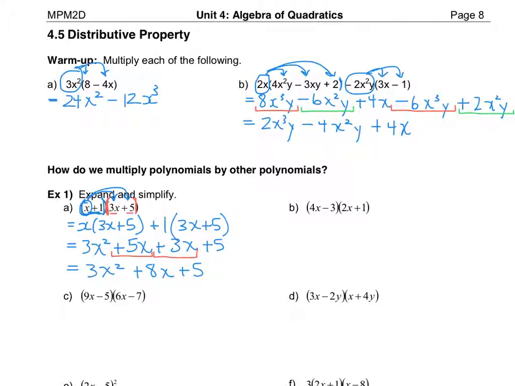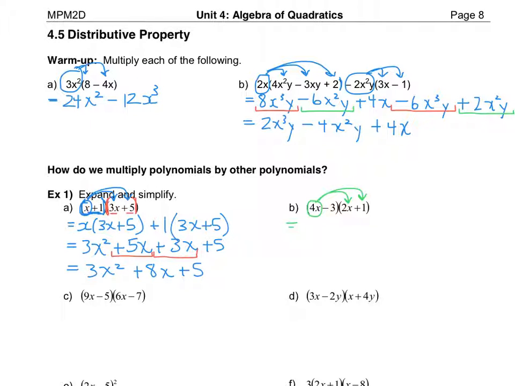Okay, so let's try the next one. If you want to try it on your own, you can. I'm going to write the steps in. If you want to put me on pause, you can, and then come back to it. Okay, so if I write the steps in, the 4x is going to need to multiply both of the terms in the other bracket.